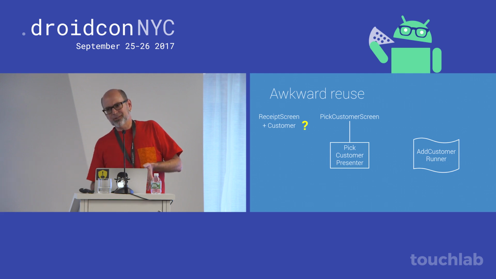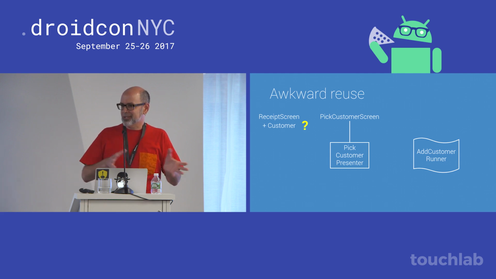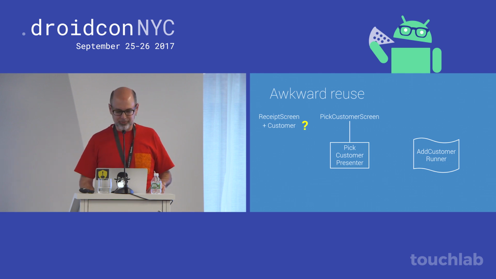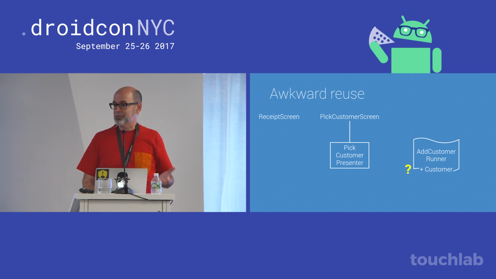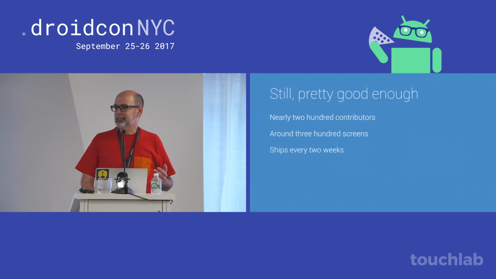Do I really want my presenters to be communicating to each other through some kind of Android view-specific mechanism like that? That was kind of defeating the purpose of using presenters in the first place. Maybe I'll just have the customer runner itself hold on to the object that it picked, and then the presenter that kicked it off in the first place, whenever it starts up, has to know to look there to pull the thing out. That's livable. That's kind of what we do, except what we actually do is even more complicated. But, you know, it's rough, it's awkward, but we kind of get the job done.